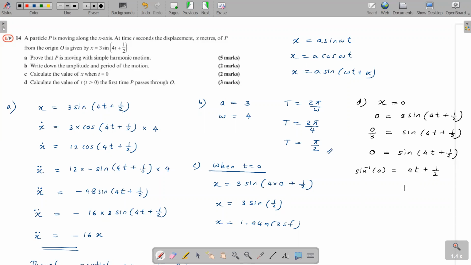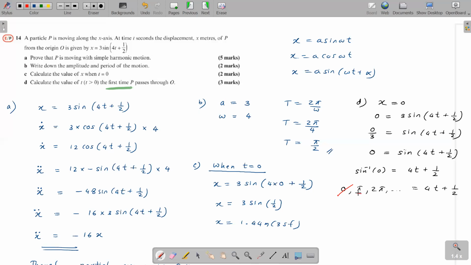Sine inverse 0. So what are the possibilities that you could get here? Sine inverse of 0 is 0, you get pi, you get 2 pi, it goes on. There are so many angles, but we need to take the first angle that is positive, because they're asking for the first time. There are many times that you can possibly get, but we want the first time that gives us a positive figure for t. If I use 0, plus half will go to this side as minus half. 0 minus half is minus half. Can time become a negative figure? No. So you realize 0 is out, because time cannot be negative.